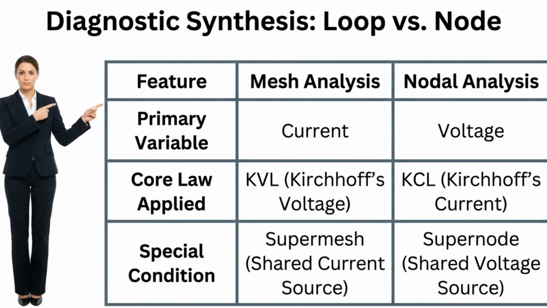Mesh analysis uses current as the primary variable and applies Kirchhoff's voltage law. Nodal analysis uses voltage as the primary variable and applies Kirchhoff's current law. Special conditions include supermesh for shared current sources and supernode for shared voltage sources.